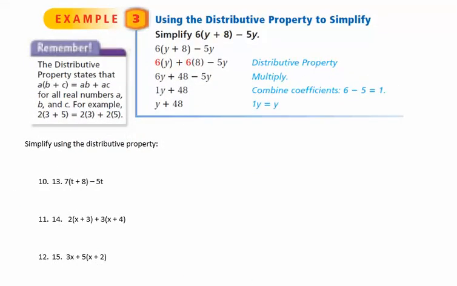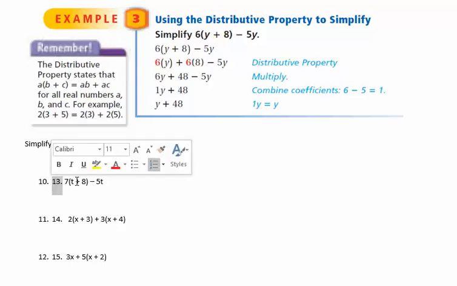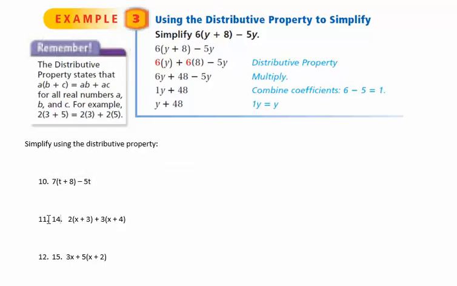Oh, all of these got duplicate numbers on them. So in number 10, you're going to simplify first using the distributive property and then looking for like terms. So remember that the distributive property means that you take the number on the outside times each term on the inside of the parentheses. So for number 10, you'd have 7 times t plus 7 times 8.